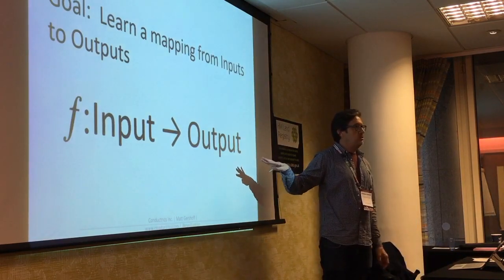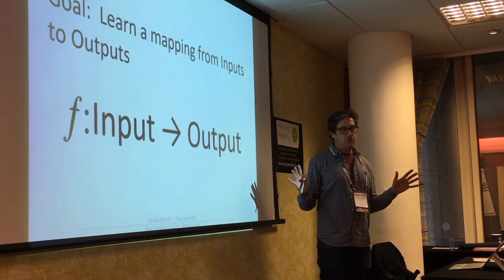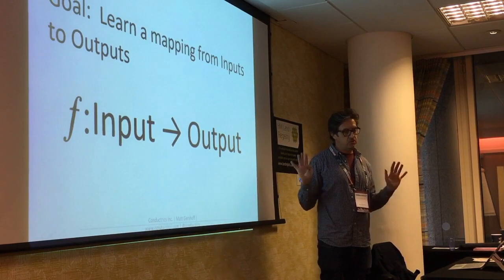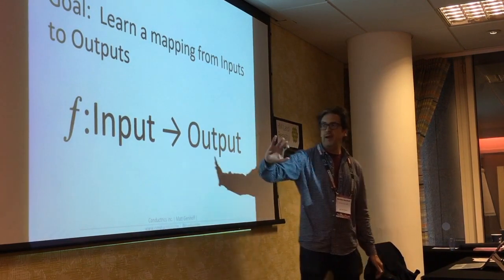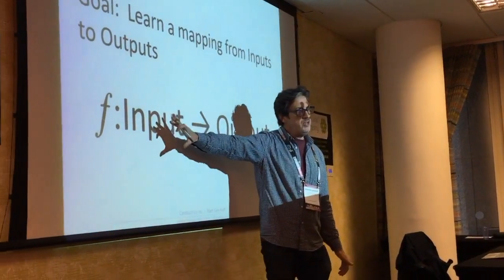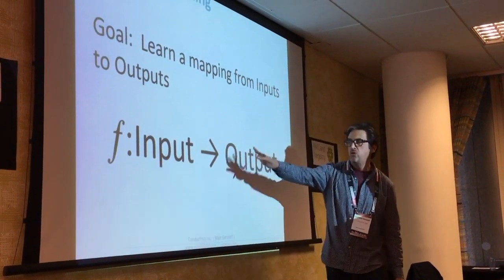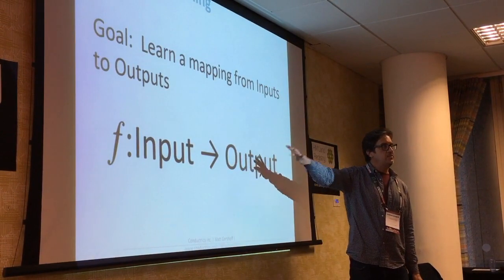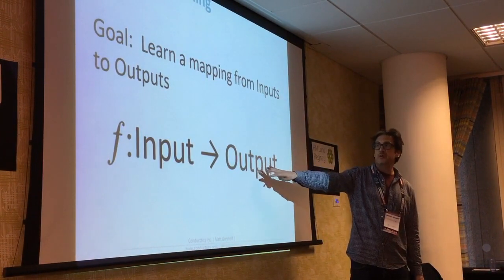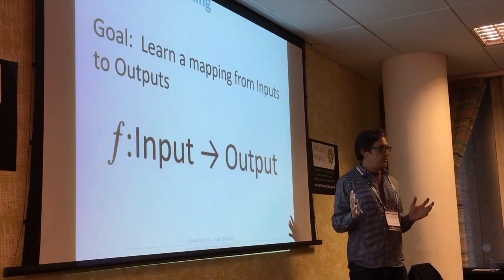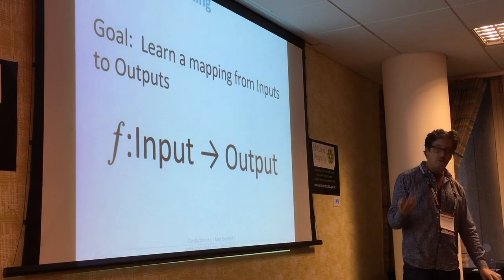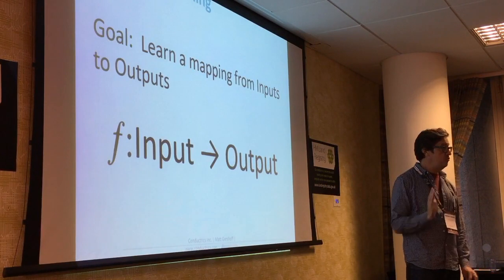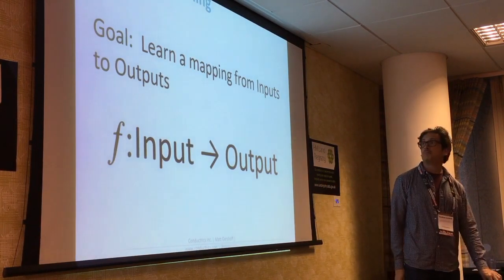So this is the task. And since many of us know JavaScript, just think of a little script. What do we want to do? We have inputs, we have data, and then we're trying to learn a mapping to the output. This is the thing we're trying to predict. So think of a map or a function. We're trying to learn a function or a program that maps inputs to outputs. That is supervised learning.